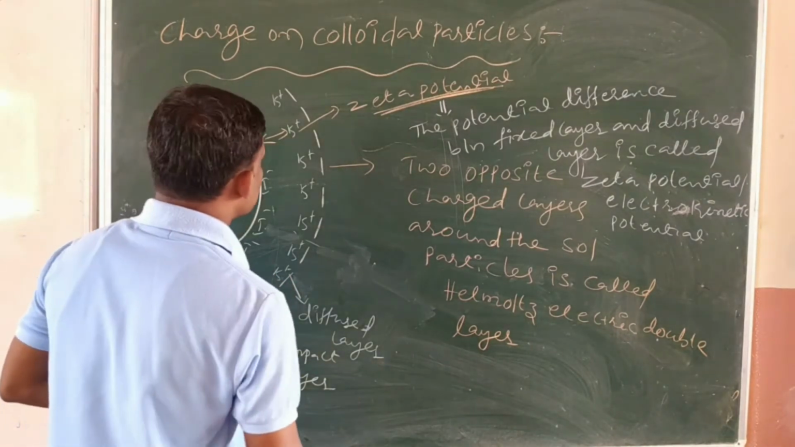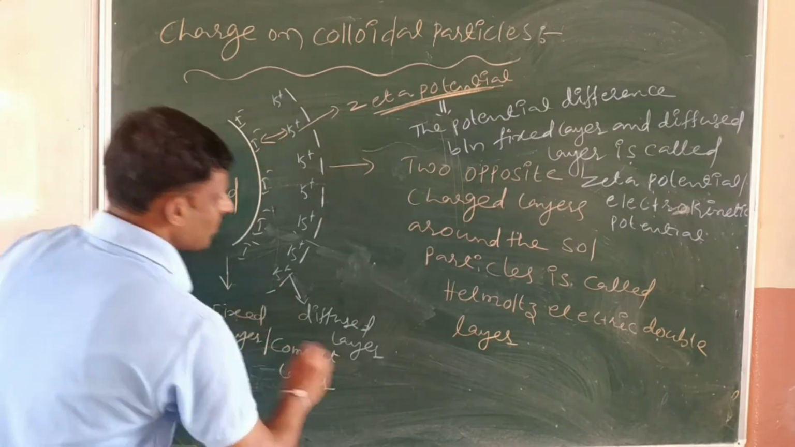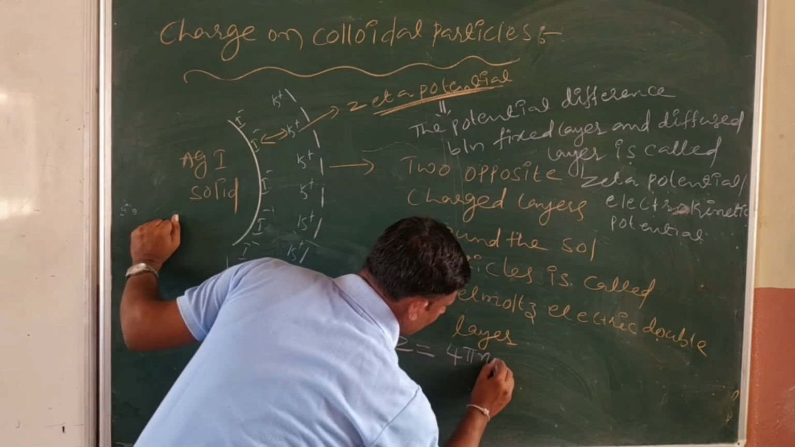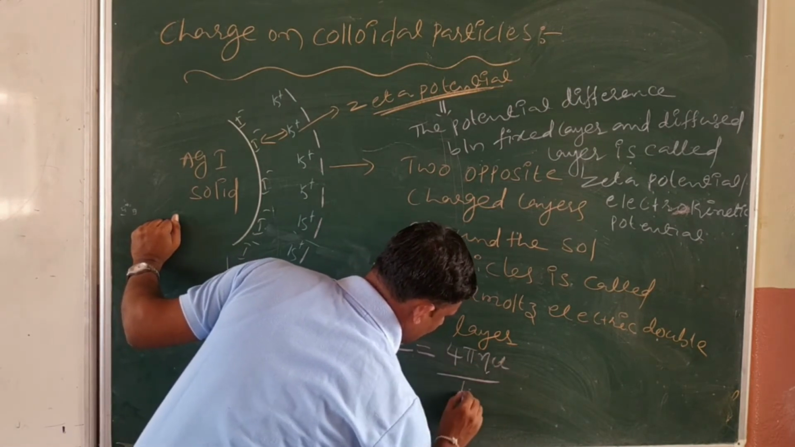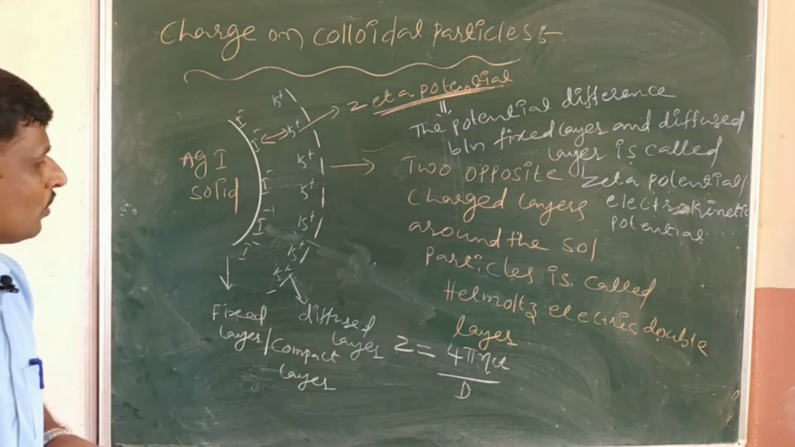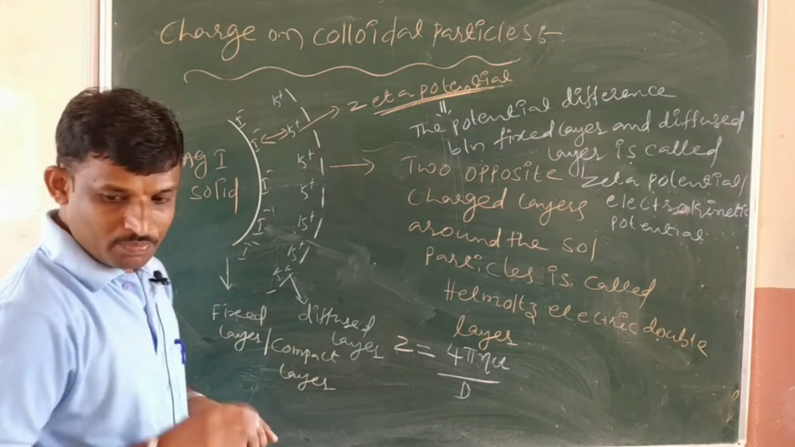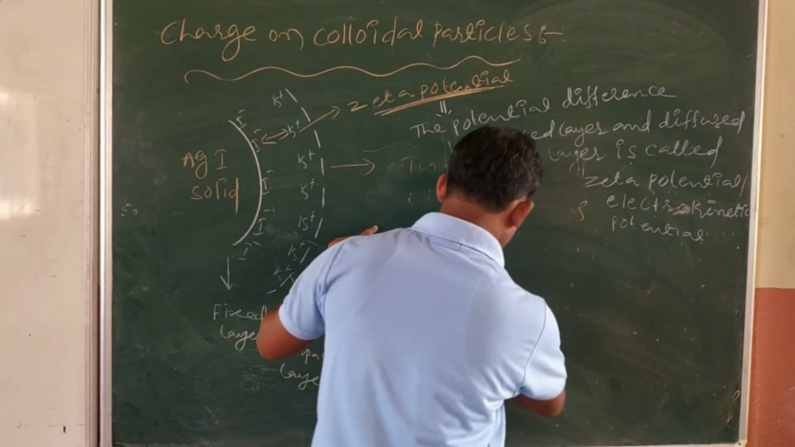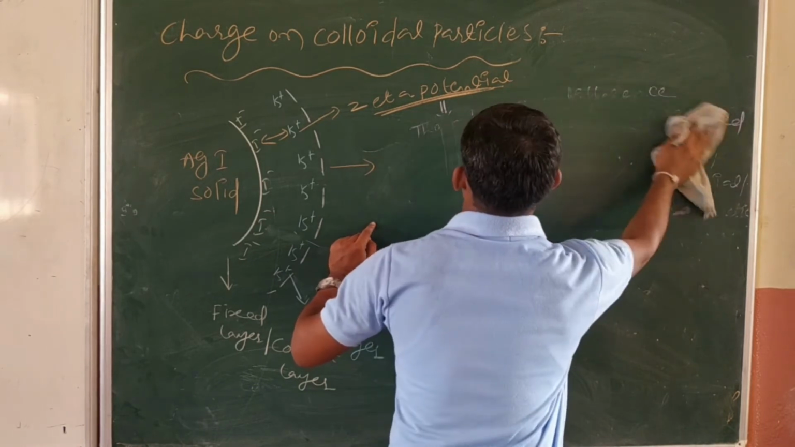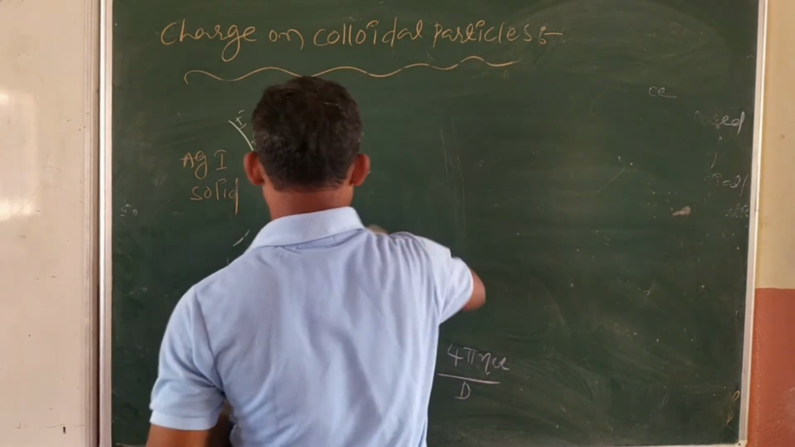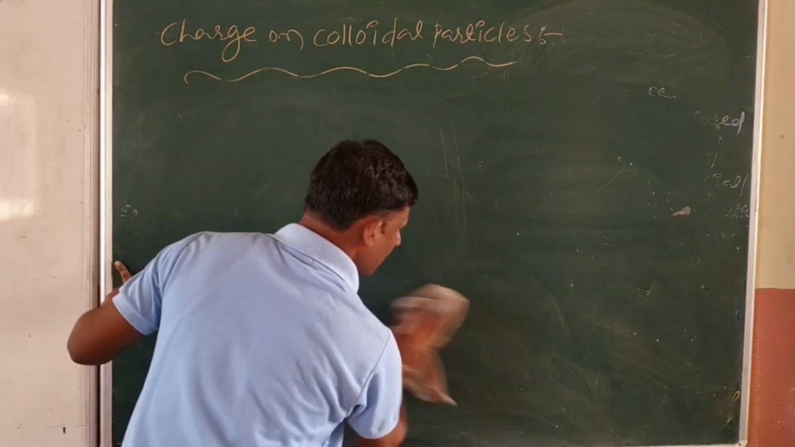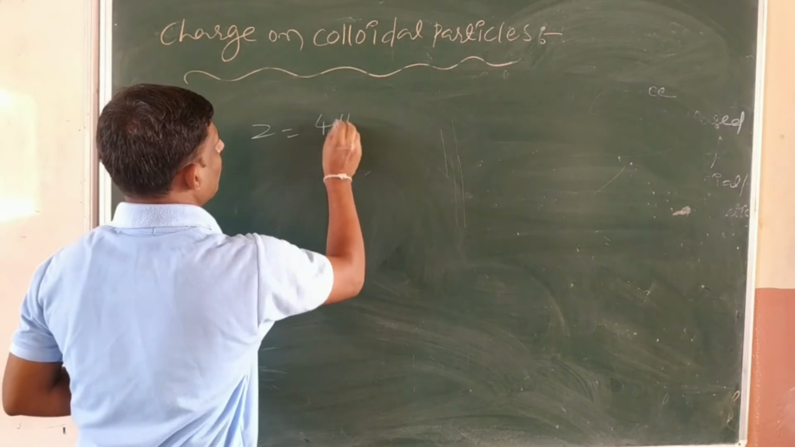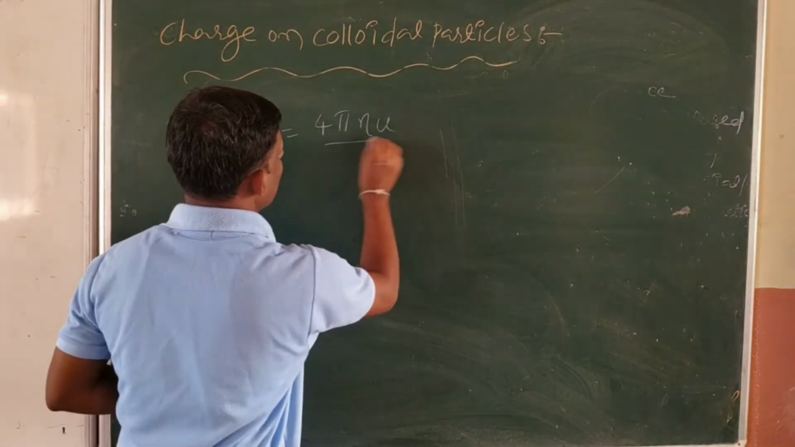Generally, zeta potential Z is calculated by Z = 4π η u / D. Okay, this is the formula to calculate the zeta potential. See here what eta is; we will discuss. Have you got my point?